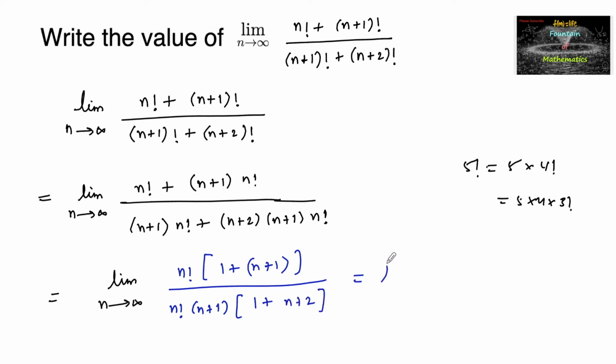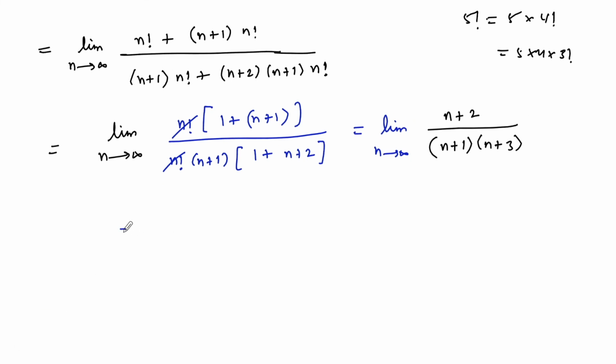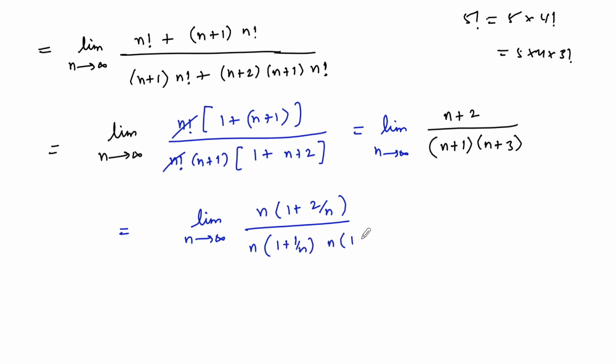So this is equal to limit n tends to infinity, n factorial gets cancelled, and hence we can add 1 plus n plus 1, that is n plus 2 in the numerator, and in the denominator n plus 1 into n plus 3 we can write. So let us take common n in the numerator. So we have 1 plus 2 upon n, and in the denominator if I take one n common here, 1 plus 1 upon n, and again if I take n common here, 1 plus 3 upon n.